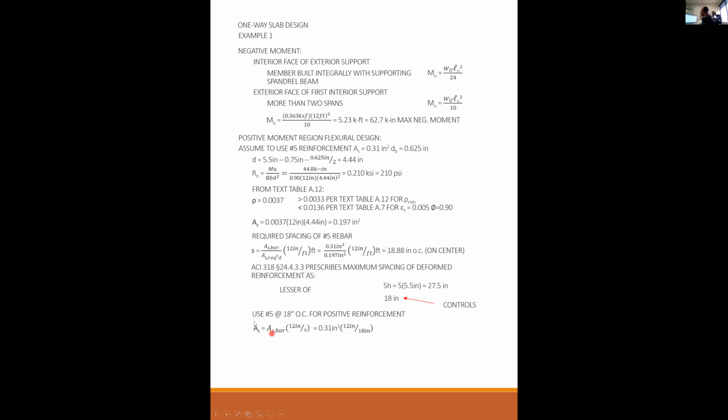So to do that, I, again, write this equation down. This is very, very handy for slabs. The area of steel that you are providing is equal to the area of steel of 1 bar times 12 inches divided by S, which in this case would be 0.31 for number 5 times 12 divided by our chosen spacing of 18 inches. And that gives you 0.207 inches squared. That's the steel that we are providing per foot.